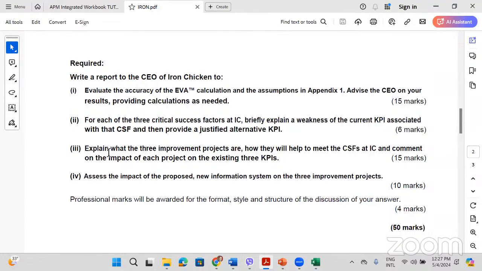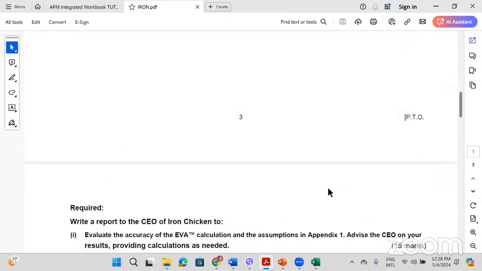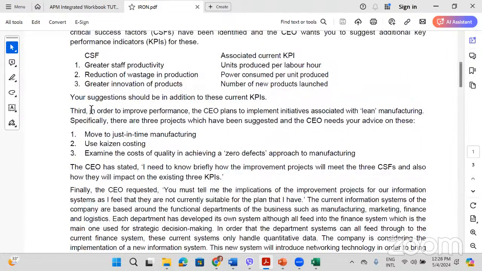Explain what the 3 improvement projects are, how they will help to meet the CSF at IC, and comment on the impact of each project on the existing 3 KPIs. Third, in order to improve performance, the CEO plans to implement initiatives associated with lean manufacturing. What is lean? Elimination of waste. Specifically, there are 3 projects suggested: JIT, Kaizen, and examining the cost of quality in achieving zero defect.